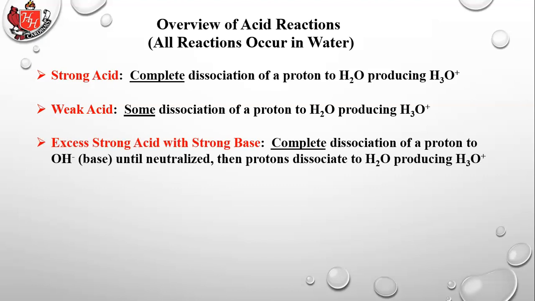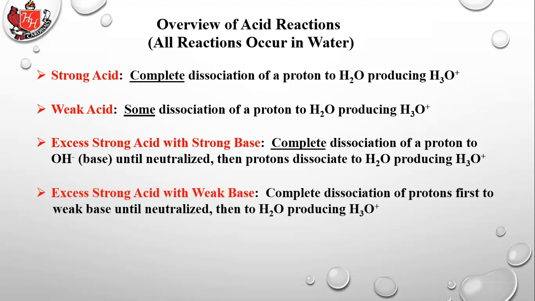Weak acid is some dissociation, not 100% of the protons go to H2O to produce H3O+. Now, when you have excess strong acid with strong base, that means you have both strong acid and strong base in the solution, but you have more molecules of strong acid. Then you have a complete dissociation of the proton from the strong acid to the base, the OH-. That happens first until the OH- becomes a water molecule. All of them become water molecules. After that, the extra protons that the strong acid has dissociate to H2O to produce H3O+. Then the solution becomes acidic.